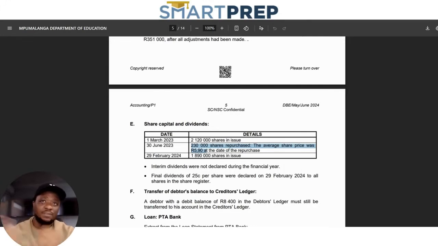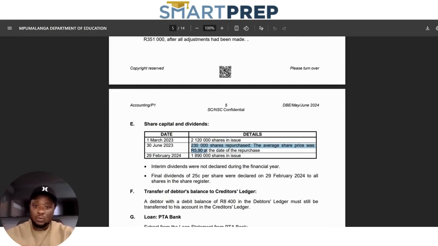Remember that if the average issue price is R5.90 and then we buy back the shares for R6.90, for example, we'll take that R1, multiply by the number of shares, and that will be the amount that we offset against our retained earnings. In this case, we don't have that amount, so we're not able to work out retained earnings, and that's something that maybe we're going to come back to if everything else goes right.